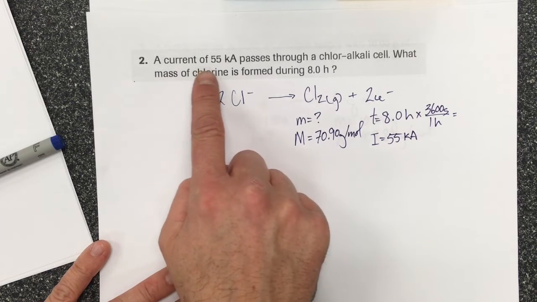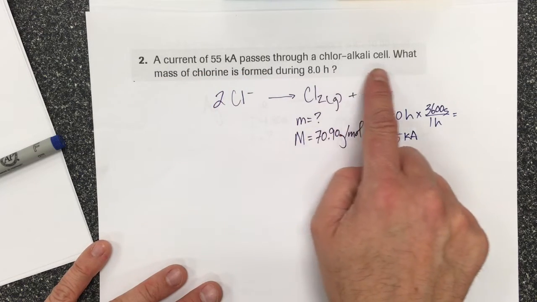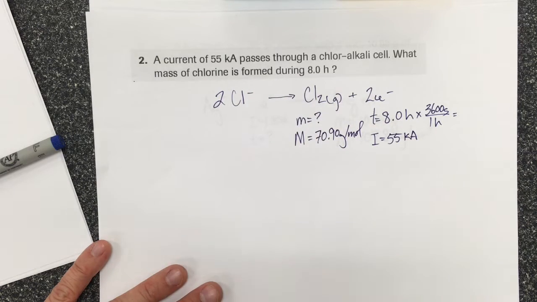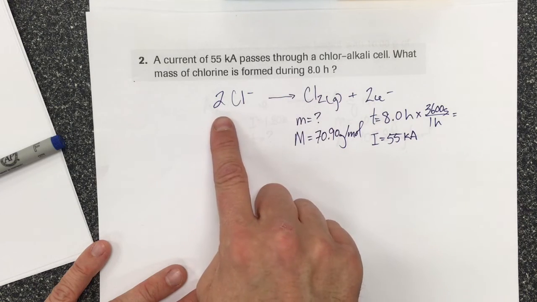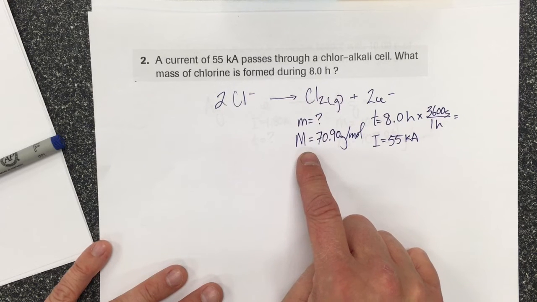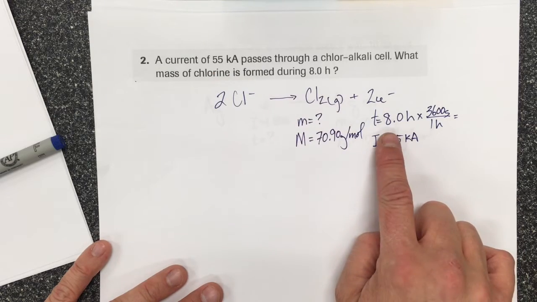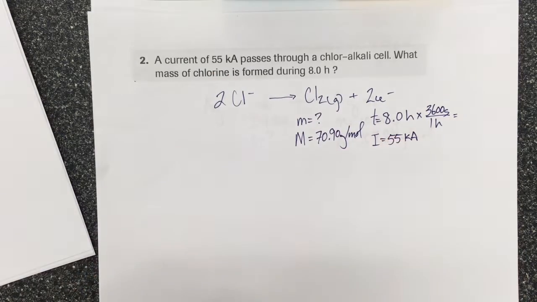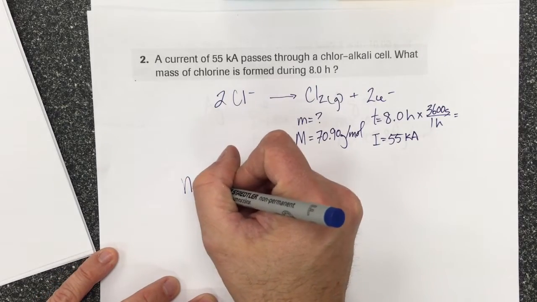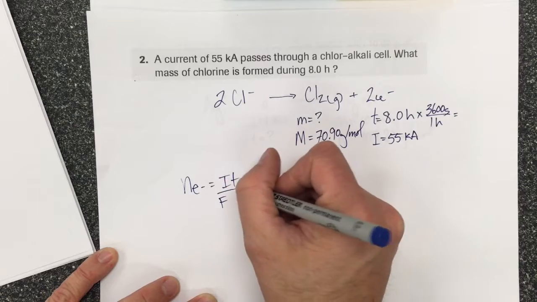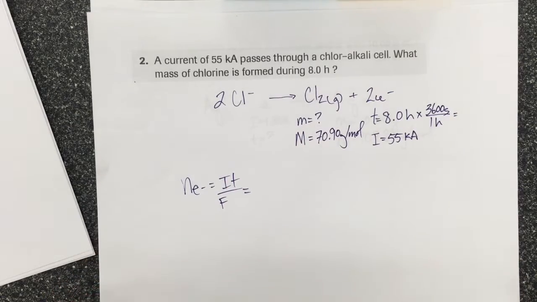So here it says a current of 55 kiloamps passes through a chloralkali cell. What mass of chlorine is formed during 8 hours? A chloralkali cell is going to change chloride ions into chlorine gas. It's got a current of 55 kiloamps for 8 hours. With that information, I can calculate the number of moles of electrons, because the current times time divided by Faraday's constant is going to give me that value.